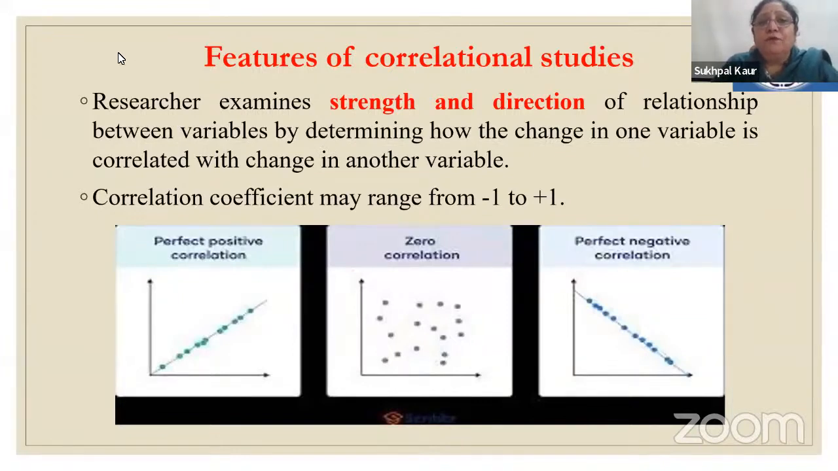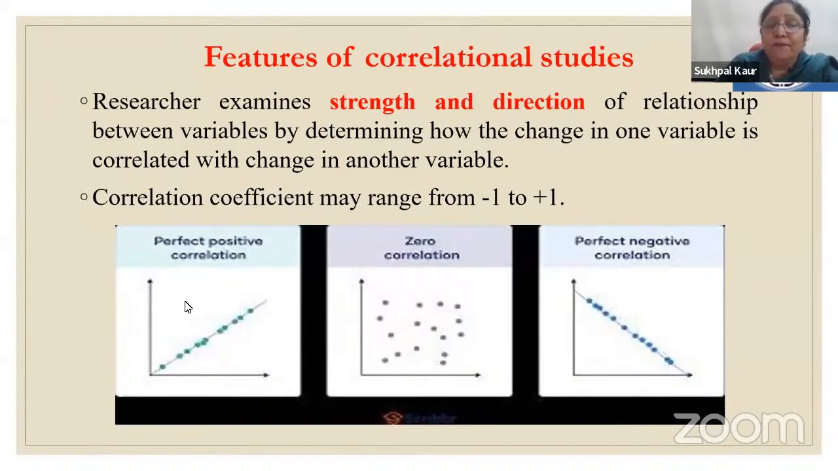So the features of the correlation research design include that here the researcher tries to examine the strength and direction of relationship between the variables by determining how change in one variable can be correlated with the change in another variable. And correlation coefficient, we all know that the value of correlation coefficient ranges from -1 to +1. And the various types of relationship can be, we can have perfect positive correlation, there could be zero correlation, or there could be perfect negative correlation.